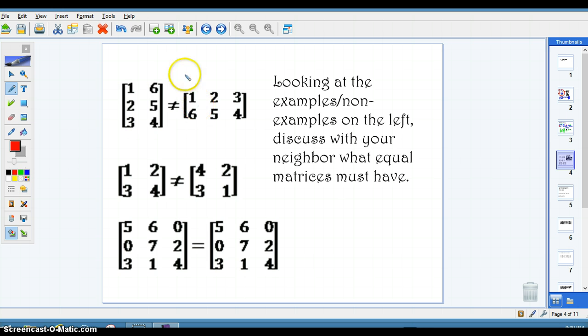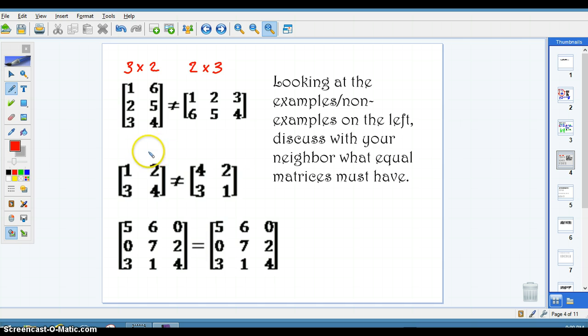Okay, so this first one, they don't have the same rows and columns. This one is a 3 by 2, and this is a 2 by 3. So they don't have the same dimensions. They have the same numbers in them, though. They look kind of equal if you turn it on the side, but they're not equal because they don't have the same dimensions.